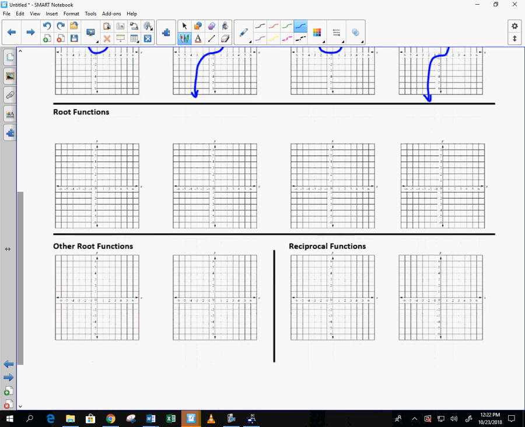So let's look at root functions, like y equals the square root of x. Now, we just spent some time talking about the domain of the square root of x. And that means the values you can plug in for x. What can't you plug in for x? Can't plug in negatives. Why? Can't take the square root of negative numbers, could produce an imaginary result. So therefore, we just have positives.